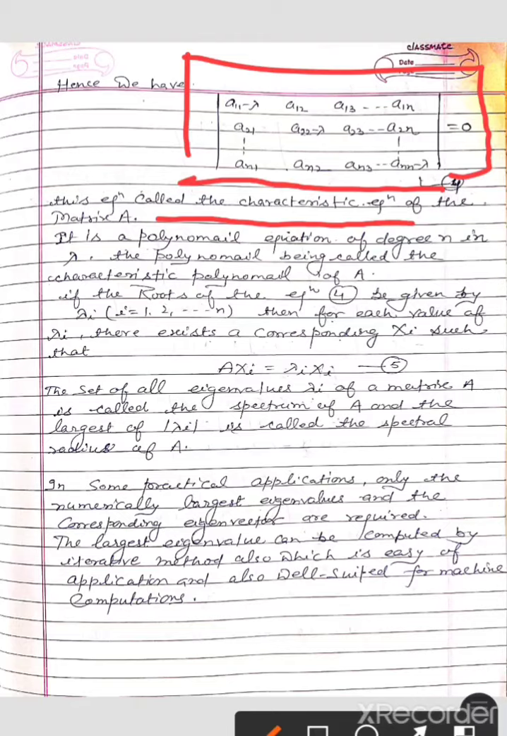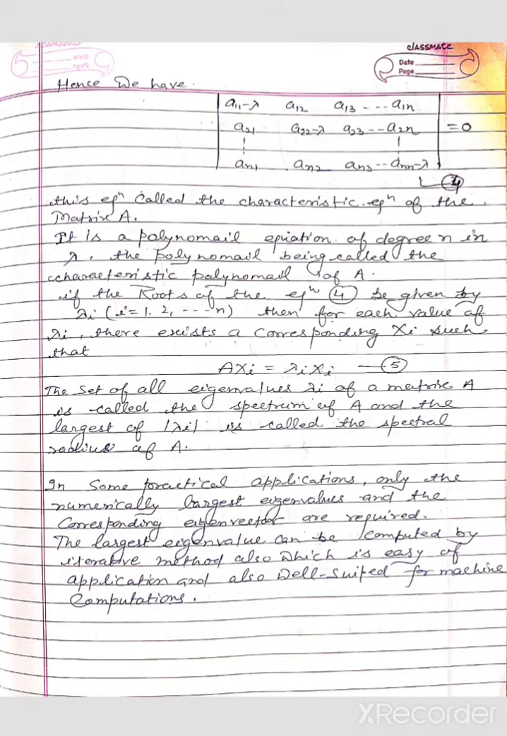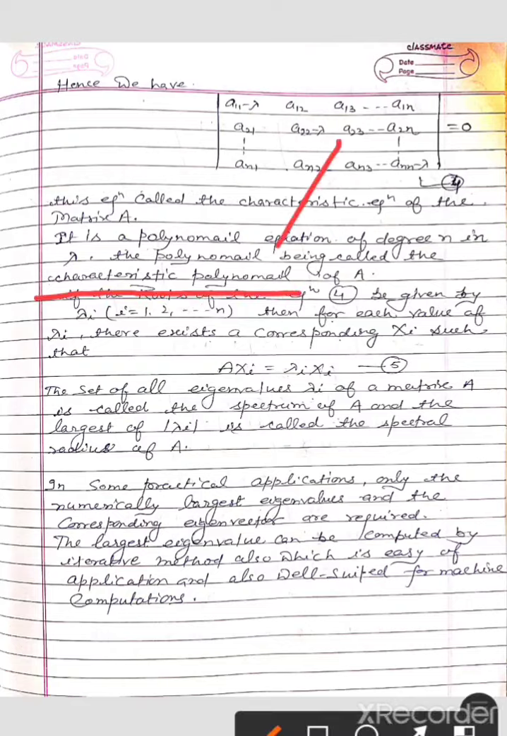This characteristic equation is a polynomial equation of degree n in lambda. So by this we get a polynomial equation of degree n in lambda, the polynomial being called the characteristic polynomial of A.